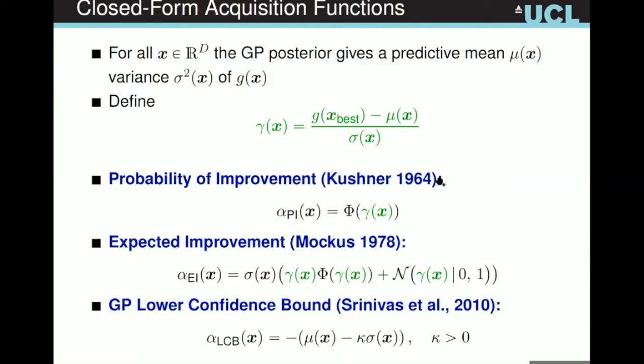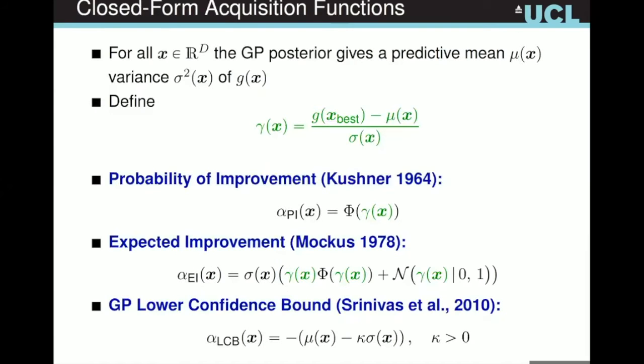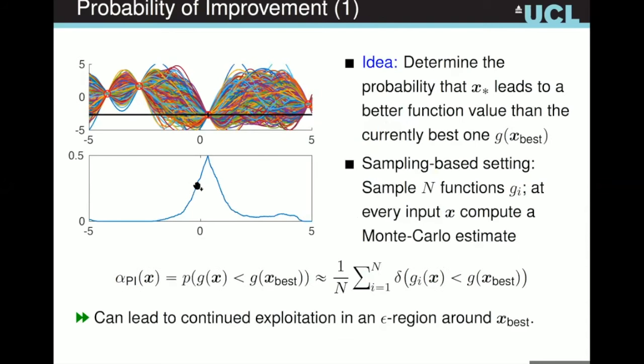The exact details of the equations here are not that important, so you can always look them up if you need to. But I want to give you more of an intuition of how these things actually work. And I want to start with the first acquisition function here, which is called the probability of improvement. And maybe the sampling perspective here is most intuitive, or at least somewhat intuitive.